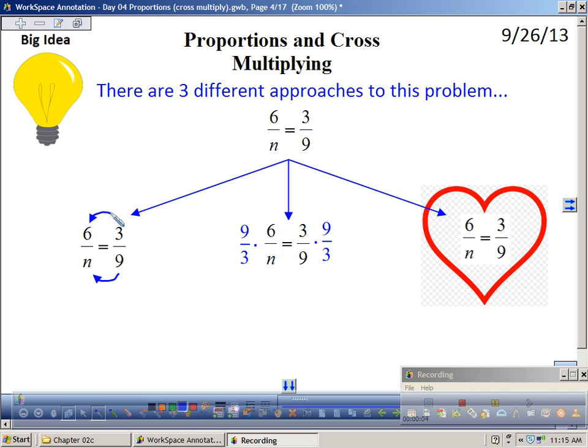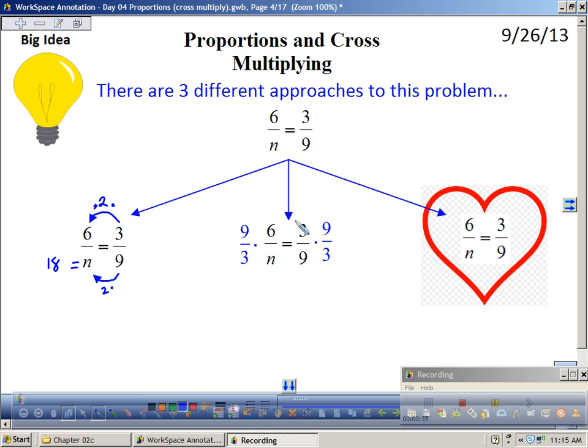So 3, we already talked about this one in our preview. 3 times 2 equals 6. So 9 times 2 must also equal 18. There's our first method.